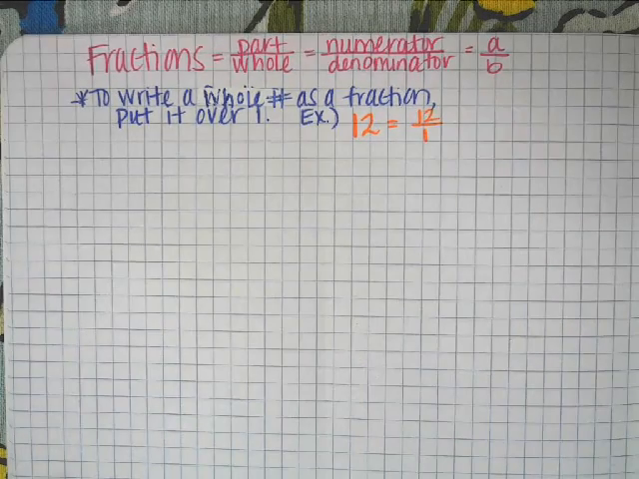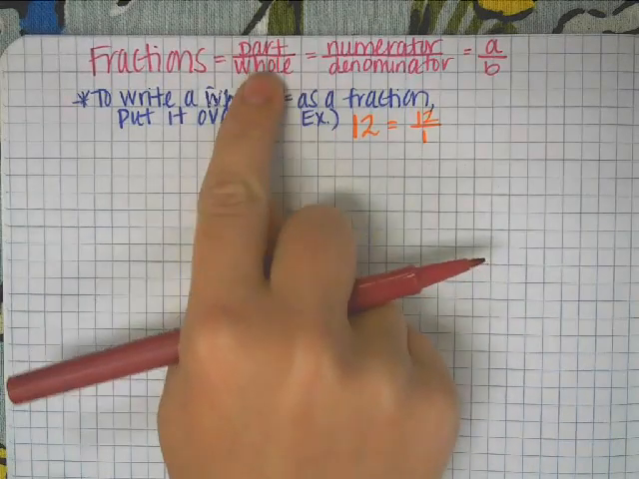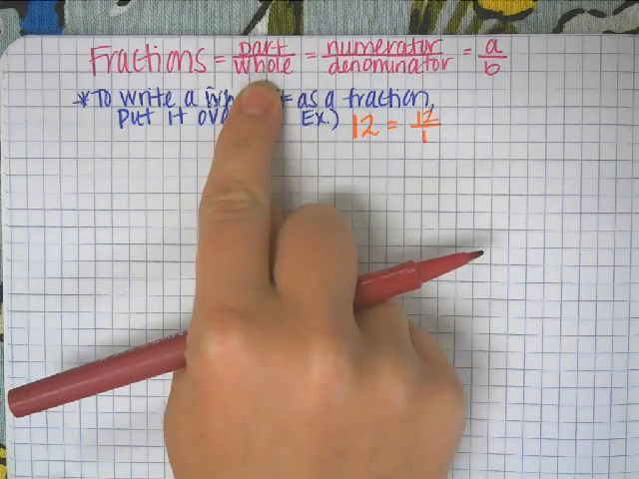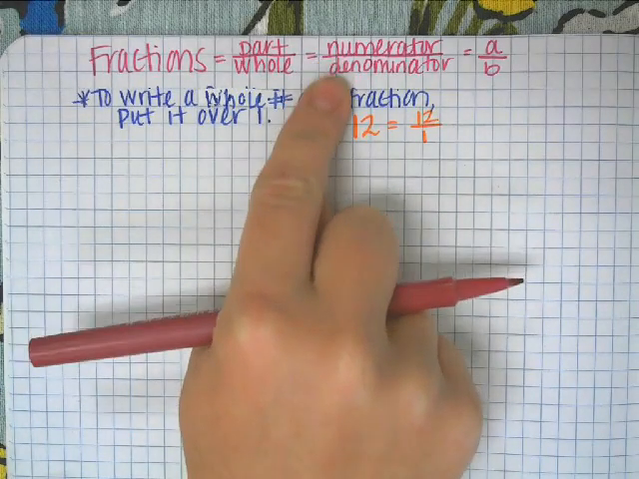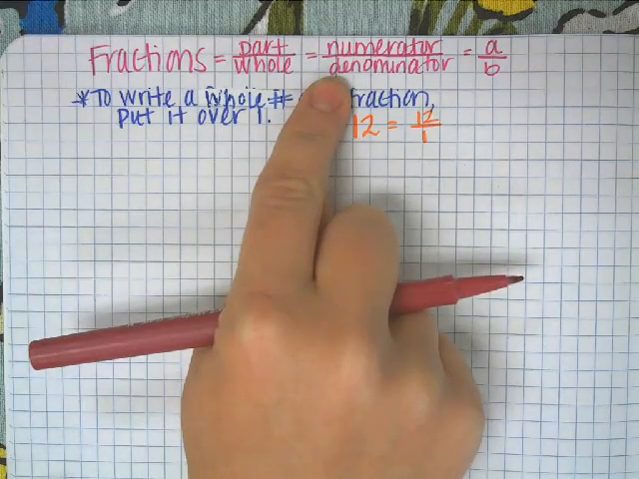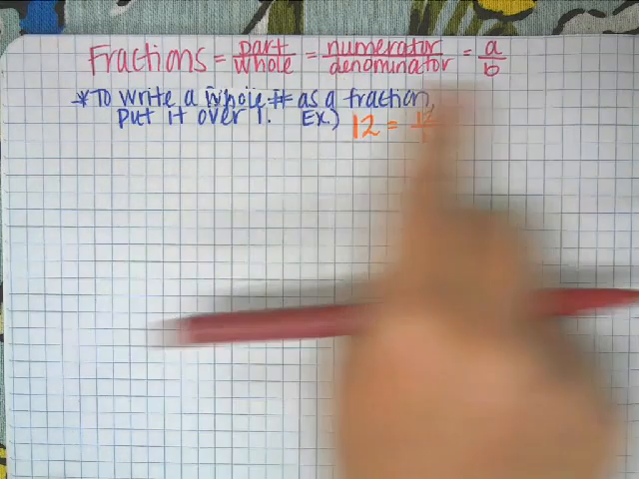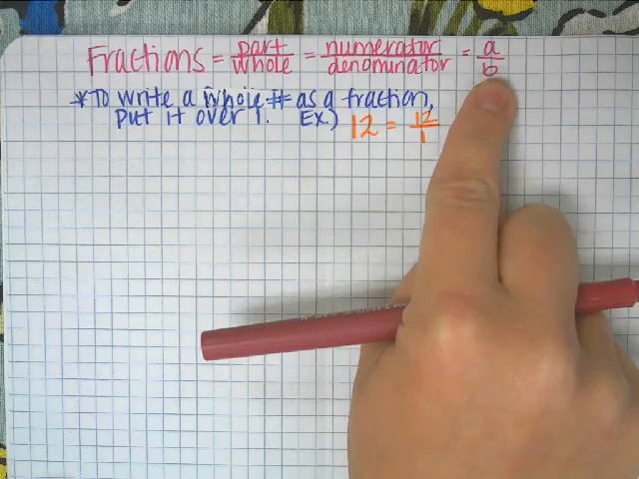So what we need to know about a fraction is that fractions are a part of a whole number. The two terms that we're going to be using a lot are numerator, meaning the top part of the fraction, and denominator, meaning the bottom part of a fraction. Another way you can think about it would be like A over B.